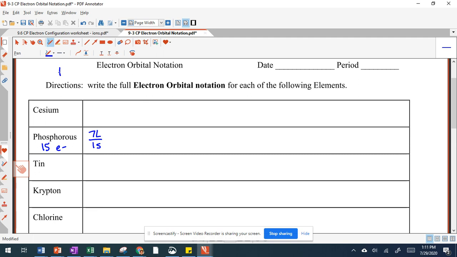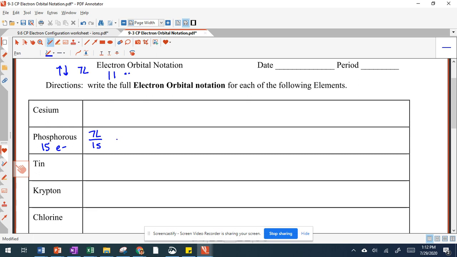You can either put an up and a down arrow. I like to put half arrows instead. But do not do something like lines or dots, because remember that the electrons have opposite spins. We're representing those opposite spins with an up arrow and a down arrow. If you made those arrows look the same, that would not fully represent those opposite spins.